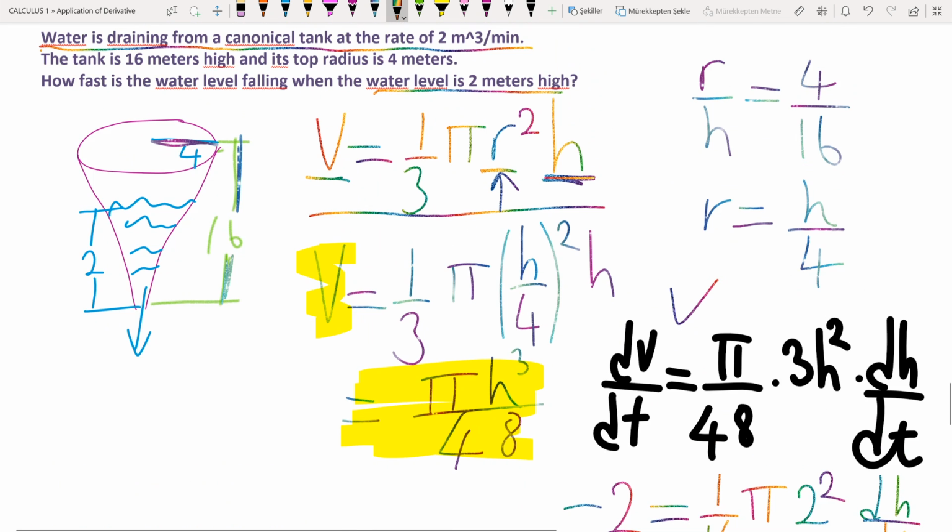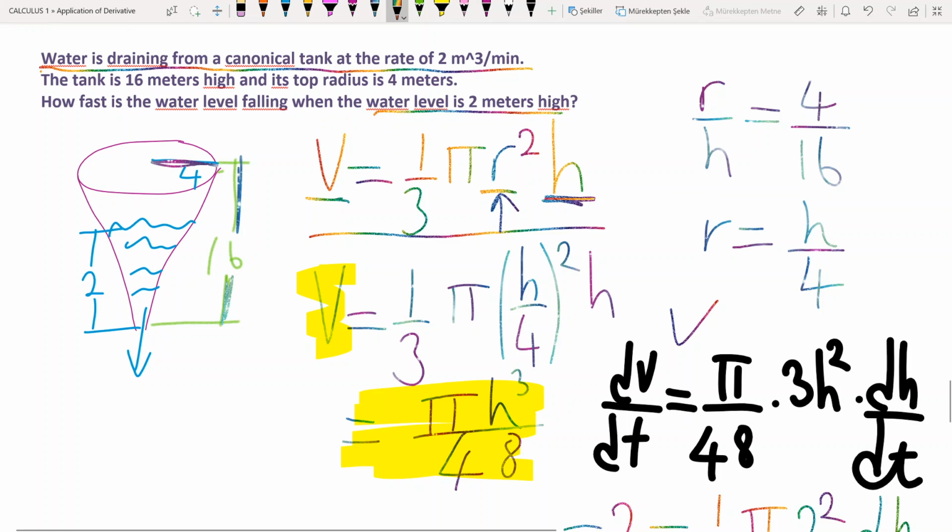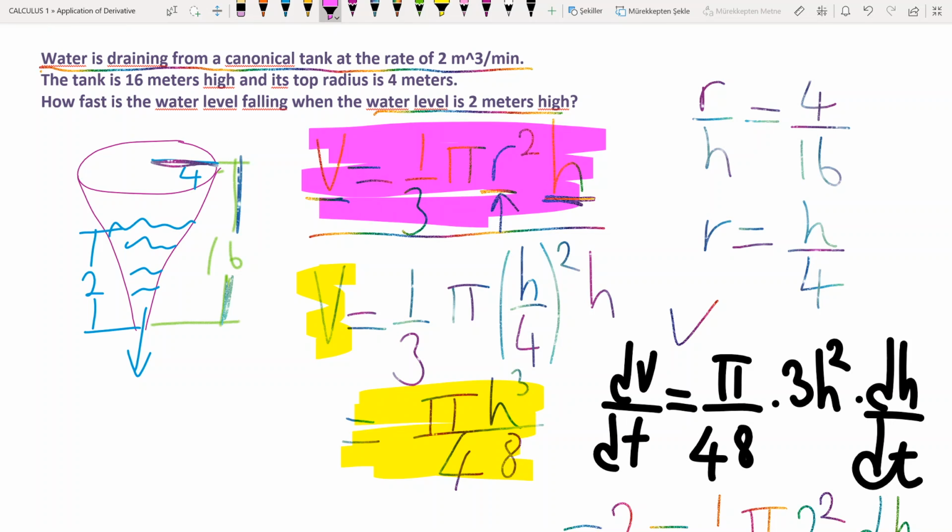So that is all about the problem. We first write the related equation of the problem, and then since we have two variables of time, we have to write down r in terms of h. Then we continue to differentiate each term with respect to time, since each variable is a function of time.